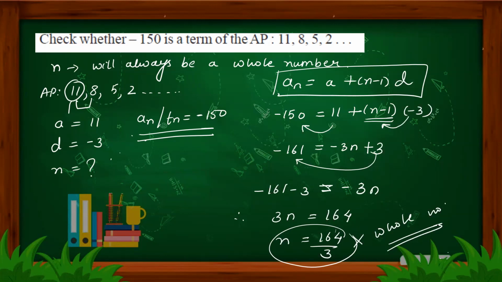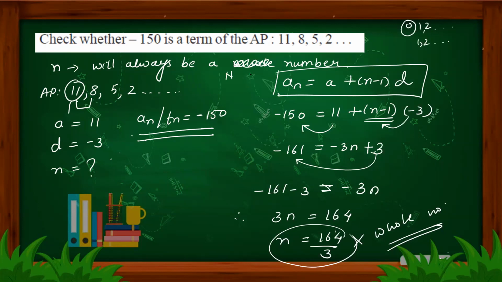Okay, so as N is not a whole number, N should be a natural number, because when we say a whole number, 0, 1, 2, 3 should also be included. Number of terms cannot be the zeroth term. There cannot be any zeroth term. So we should say that N should be a natural number instead of a whole number, because natural numbers start with 1, 2, 3, 4.